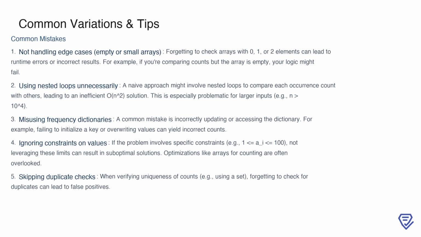Misusing frequency dictionaries is another issue. This could involve failing to initialize keys properly or accidentally overwriting values, resulting in incorrect frequency counts. Additionally, overlooking problem constraints, such as a limited value range, can prevent you from leveraging smarter optimizations. For example, if the values are bounded between 1 and 100, you could use an array for counting instead of a dictionary, which might be faster in some cases. Finally, skipping the crucial step of checking for duplicate counts can lead to false positives when verifying uniqueness, so make sure to use tools like sets effectively to avoid this pitfall.